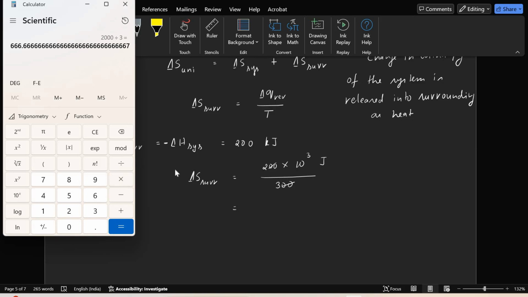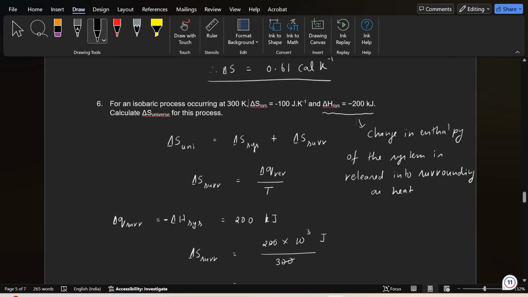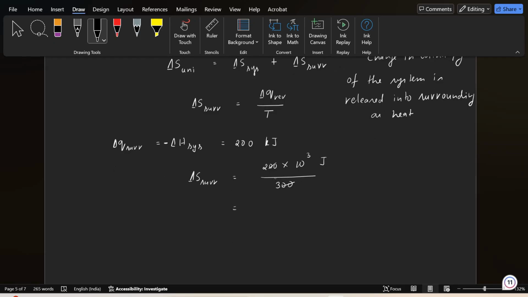Refill 666.67. It's 200 kilojoules. 666.67, what is the value? Joules per Kelvin. Okay, so that is the delta S surrounding. Now delta S universe.